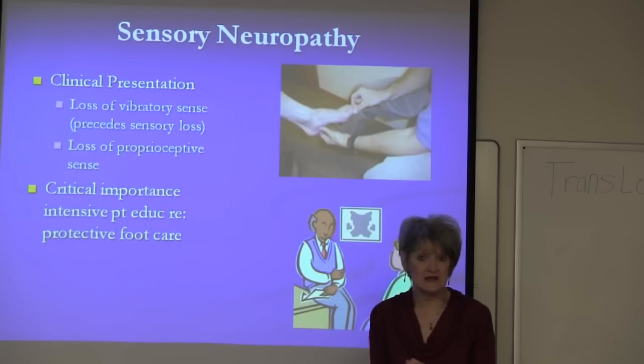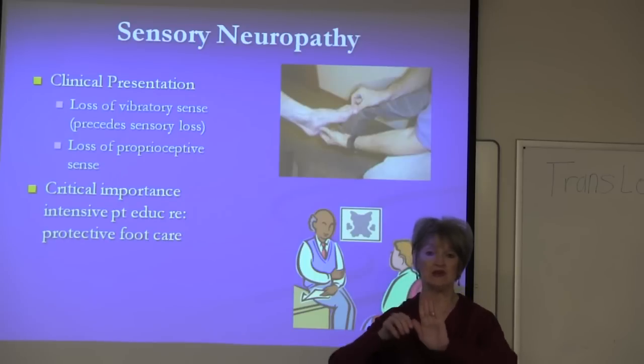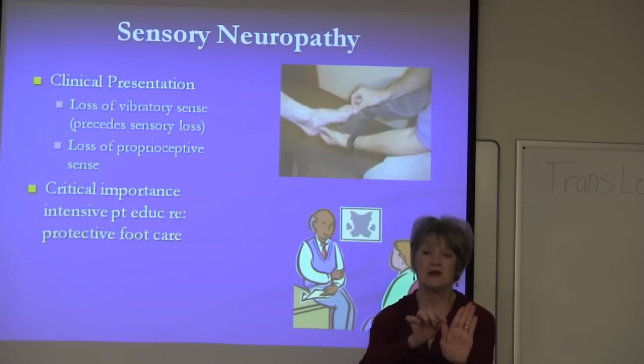The best way to test for that is to have the patient close his or her eyes. You tell them, I'm going to move your great toe. I'm going to move it either towards you, down away from you, to your right, or to your left. I want you to tell me which way I'm moving it. The patient with intact proprioception will be able to tell you. The patient who has lost proprioception will not be able to tell you.